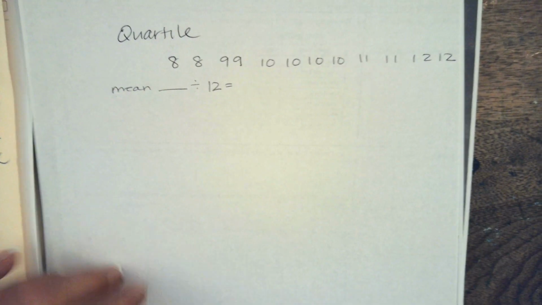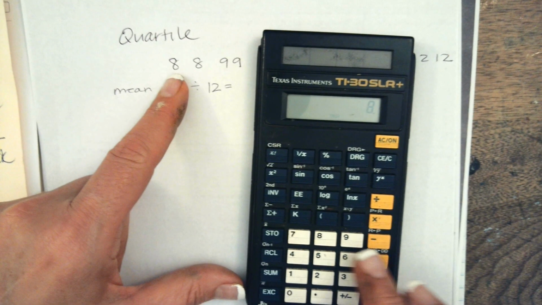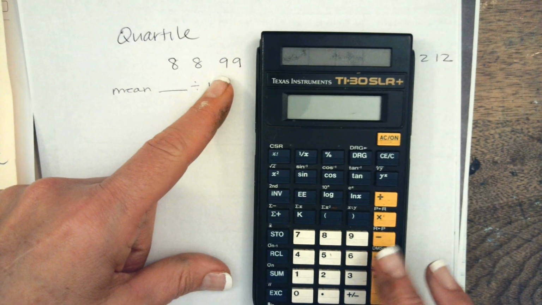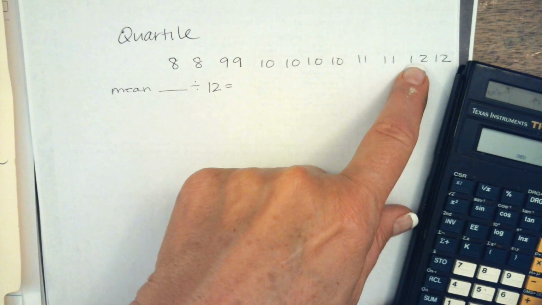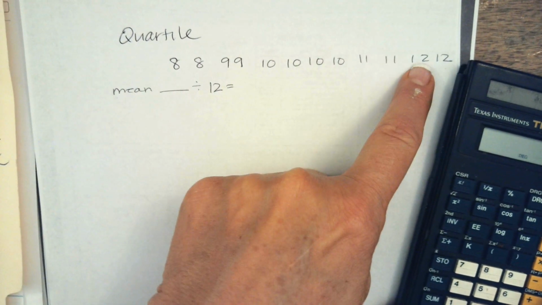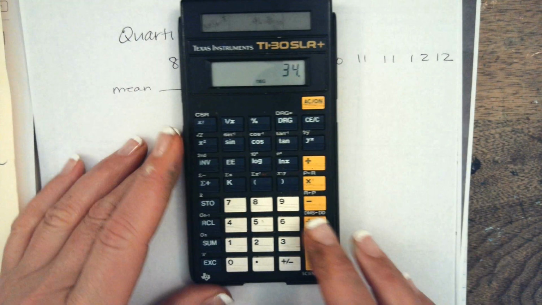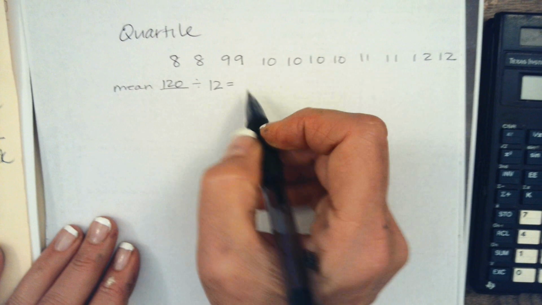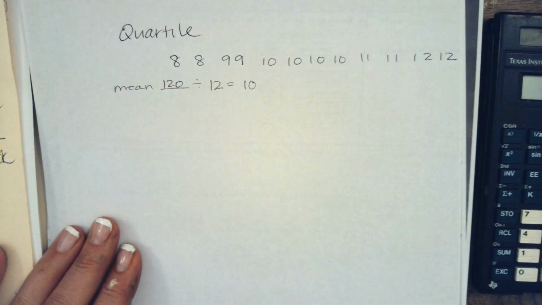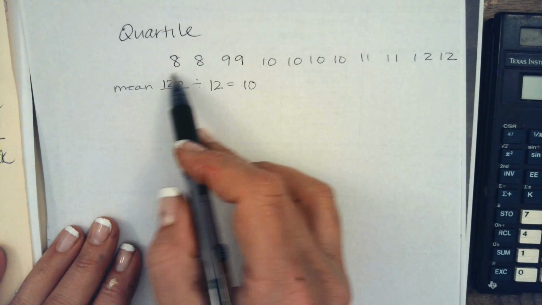So we have 8 plus 8 plus 18 plus 10, 20, 30, 40, 50, 60, 70, 80, 81, 82, 83, 84, 85, 86. So we have 120 divided by 12 is 10. That is our mean. Our mode, everything's already in order.